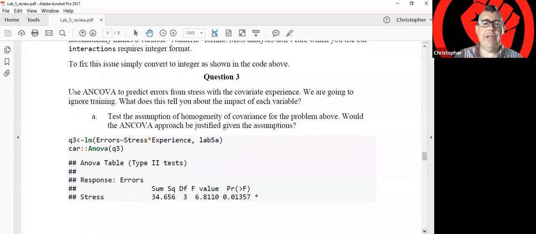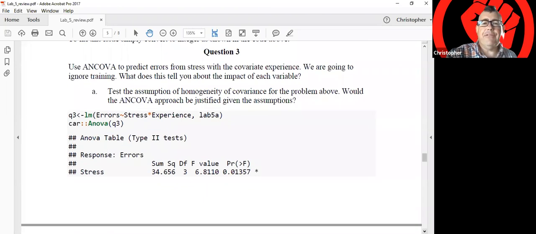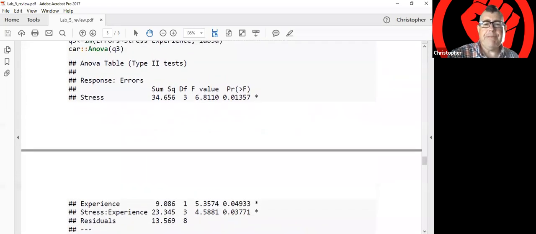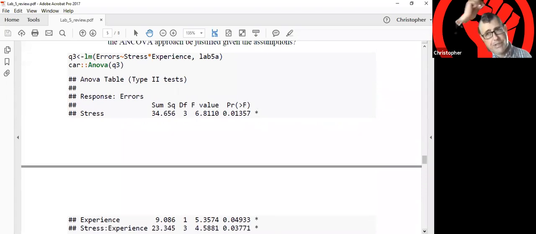All right, question 3 was an ANCOVA. Use ANCOVA to predict errors from stress with the covariate experience. Here we're going to ignore training. What does this tell you about the impact of each variable? First part was just testing the assumptions. Remember, the ANCOVA assumption is what's called homogeneity of covariance or homogeneity of regression.